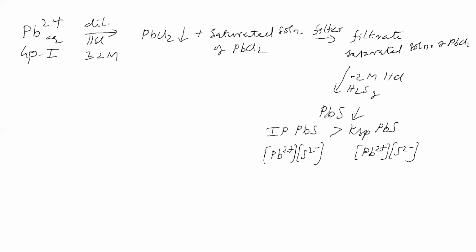So this filtrate is a saturated solution of PbCl2. This saturated solution of PbCl2 has a certain concentration of Pb2+. This concentration of Pb2+ is enough to precipitate as PbS. Therefore, Pb2+ comes even in the second group.